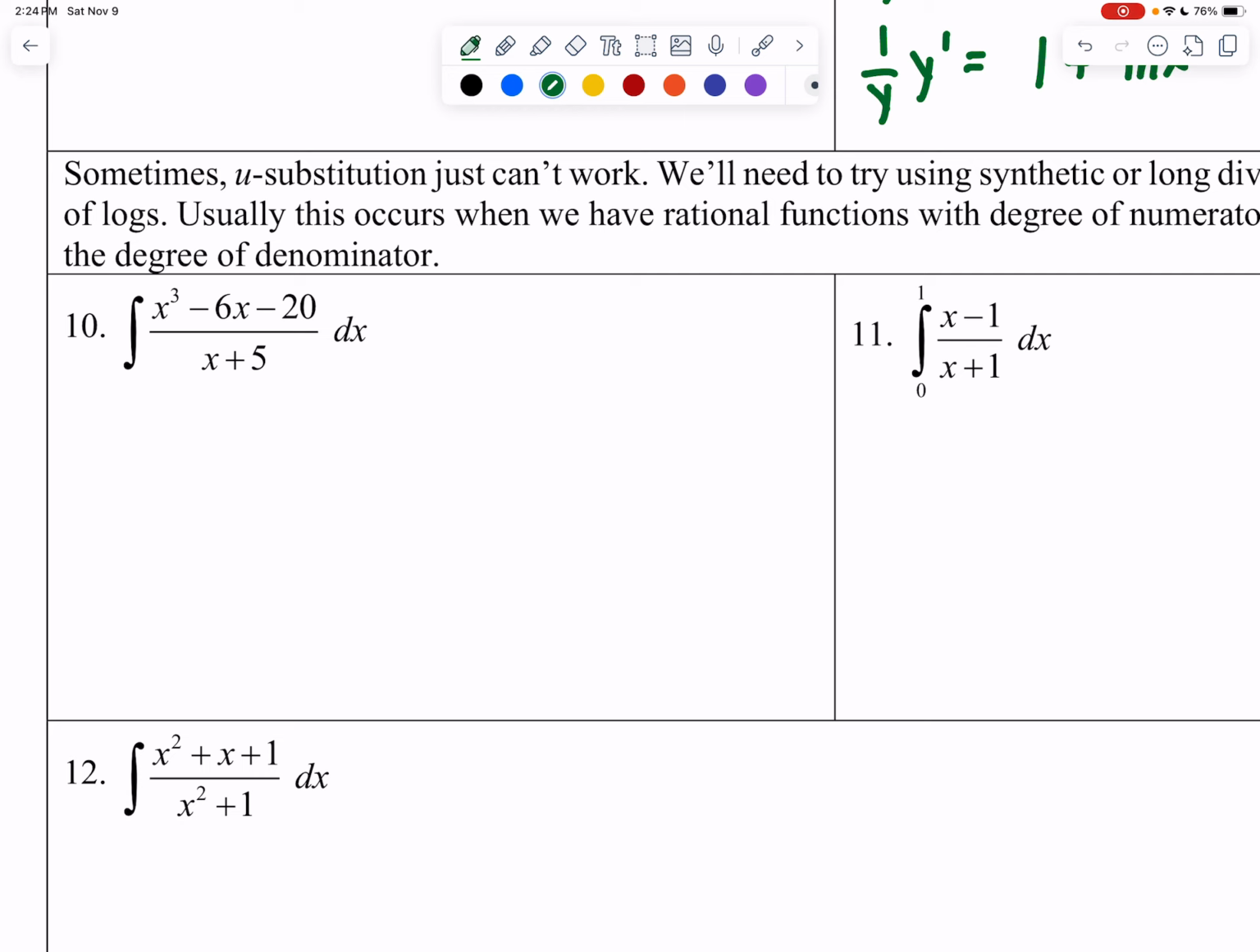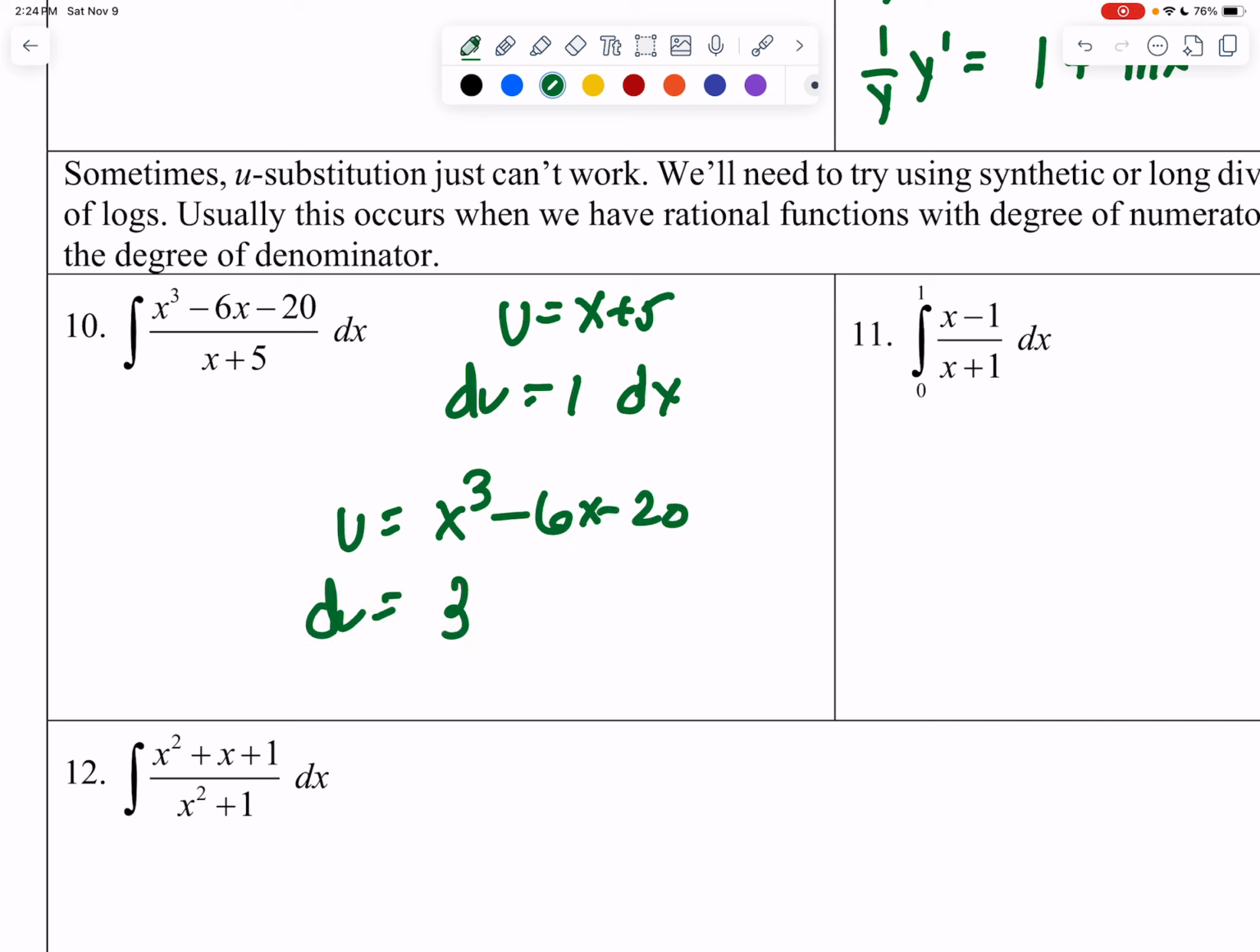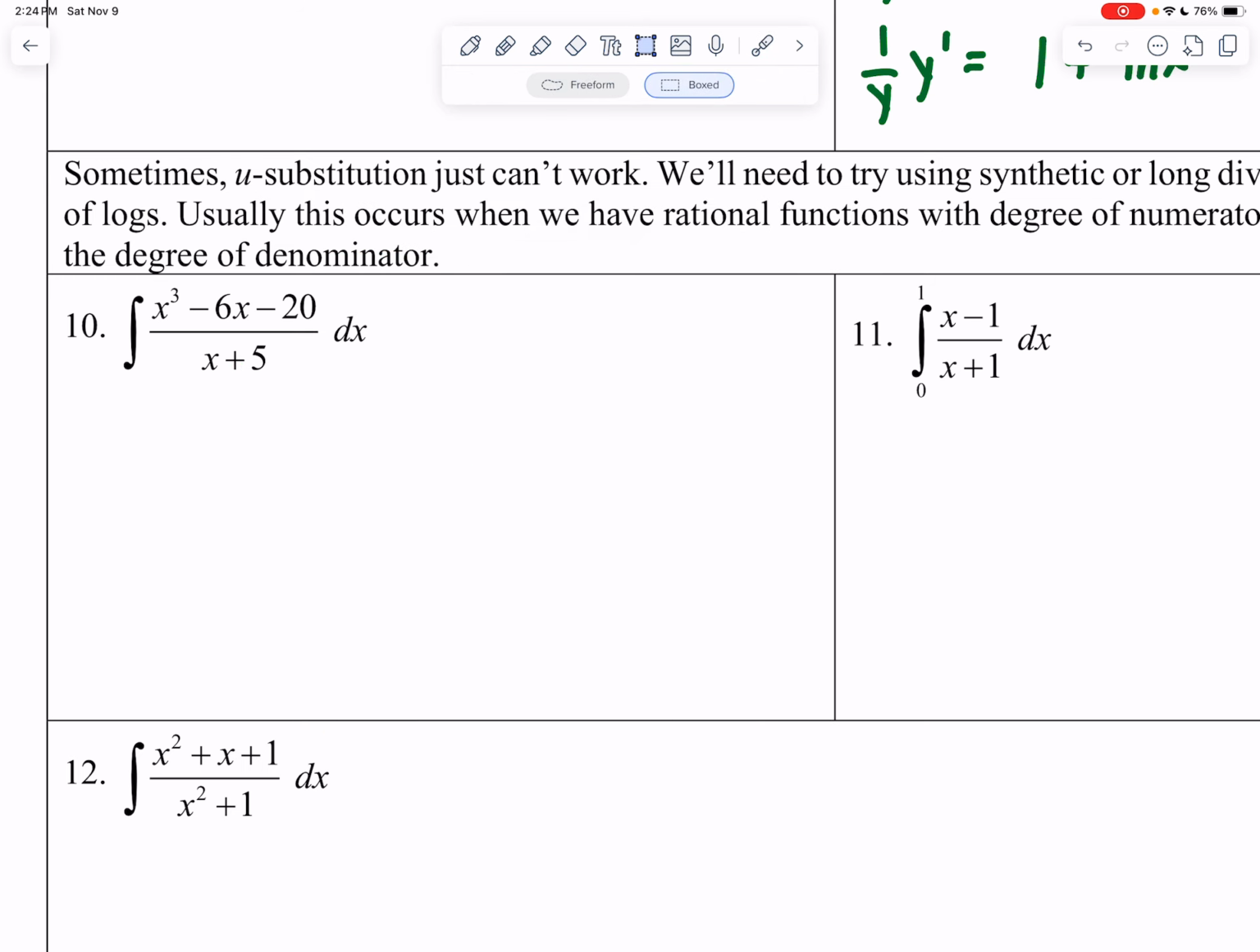1. If I were to have u to be x plus 5, that means that du is going to be 1. If I have u to be x cubed minus 6x minus 20, du is going to be 3x squared minus 6. And I can't find this because then that doesn't cancel out with this. And this right here doesn't cancel out with this right here. So instead, what we're going to have to do is either use long division or synthetic.